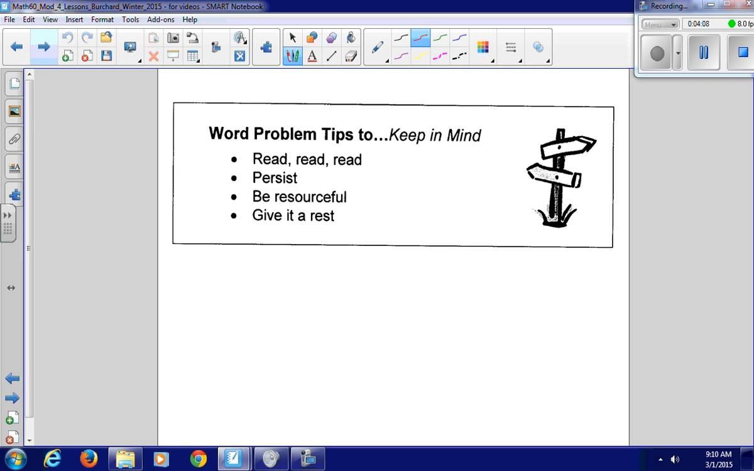And be resourceful. I guess that's a little hard to define what we mean by that, but we're just saying keep at it, look at it at different angles, get some help, that sort of thing. And then give it a rest just means if you're banging your head against the table on one problem over and over and over, sometimes it helps to take a break from that problem and come back to it later, and you'll see an answer better later on.